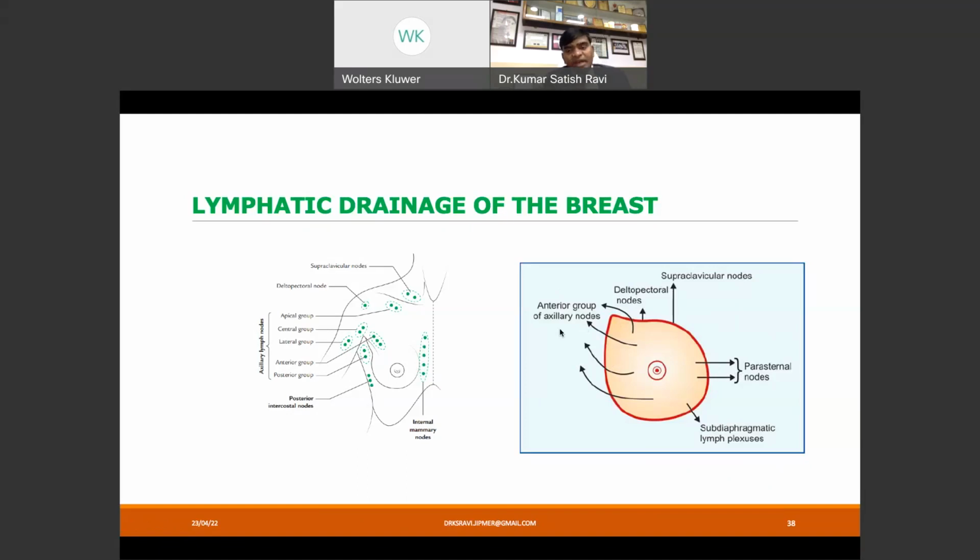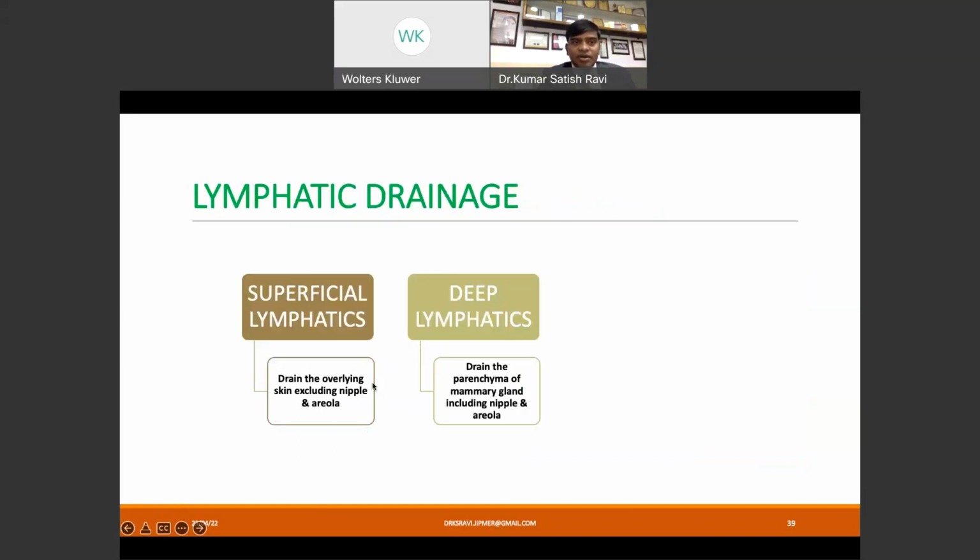Now, from the inferior quadrant, if you see over here, some of the lymph will drain into the abdominal lymph nodes. In this diagram, I said that from the inferior quadrants, some part may drain into the abdominal lymph nodes, or the subdiaphragmatic lymph plexus. There will also be some lymphatic vessels which communicate with the lymphatic vessels of the opposite side.